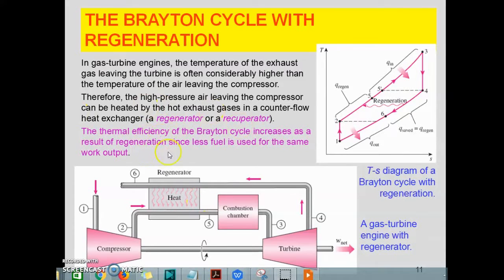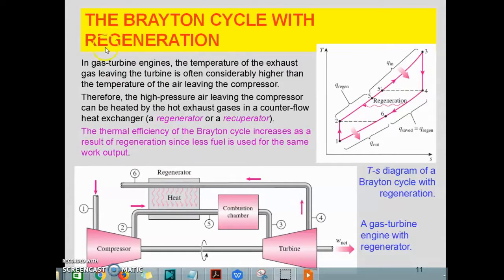Hi guys, so now we are going to continue our lecture for chapter 3, gas turbine cycles. The gas turbine cycle, you can also call it a Brayton cycle. From the last topic, we only learned about the ideal cycle of the Brayton cycle. So now, how do we want to improve the Brayton cycle? One of the improvements we call regeneration, the Brayton cycle with regeneration.